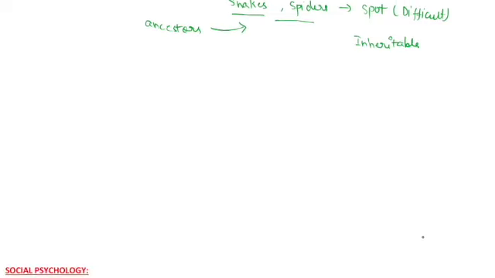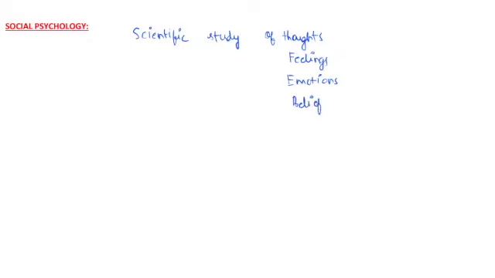Now let's move on to social psychology. So social psychology is another perspective in contemporary psychology, and it is actually the scientific study of thoughts, feelings, emotions, beliefs, etc. within a social context.